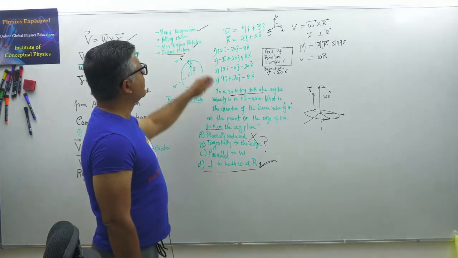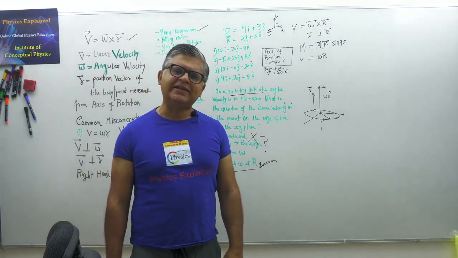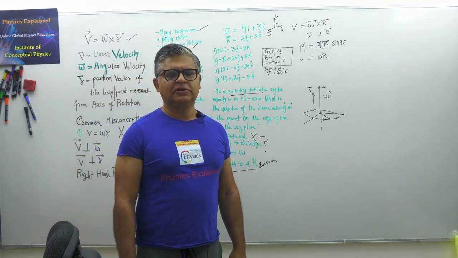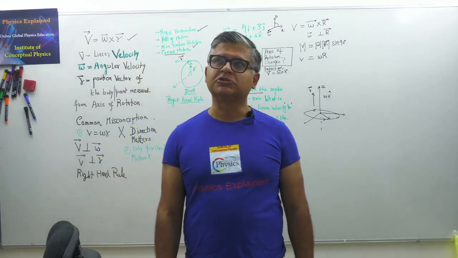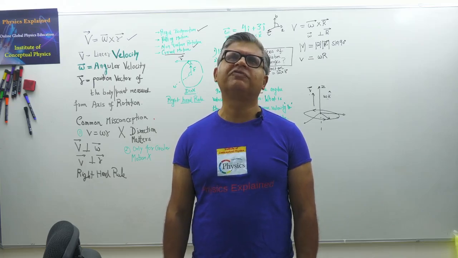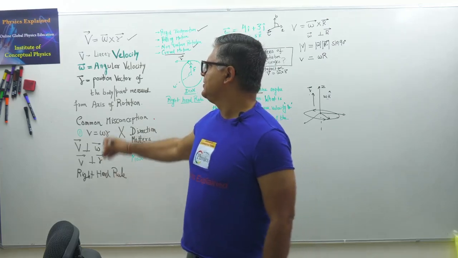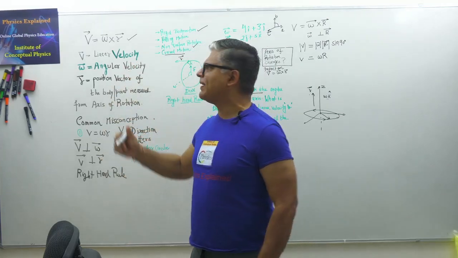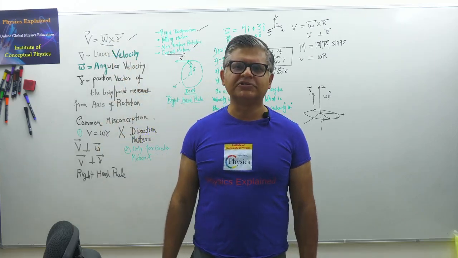Now, the question is, what is the magnitude of linear velocity? A lot of students will say there is no mention of uniform circular motion. How do we solve this question? Because we only know V is equal to omega R. Can we really apply this? Can we really apply this omega cross R to find the linear velocity?